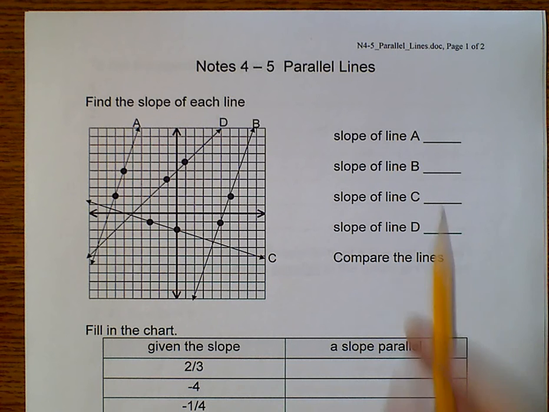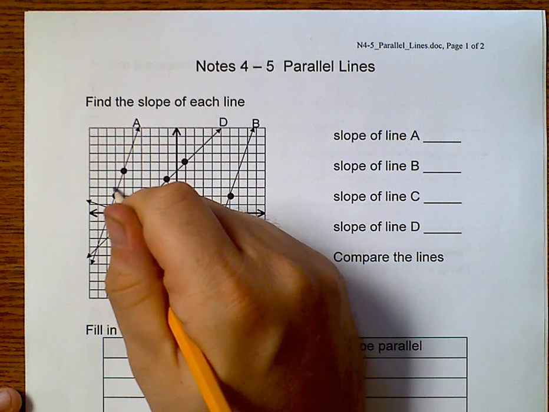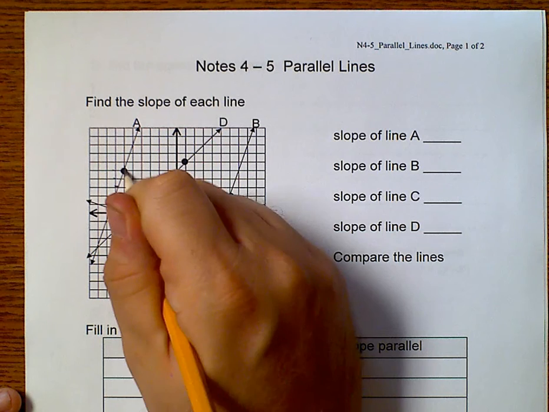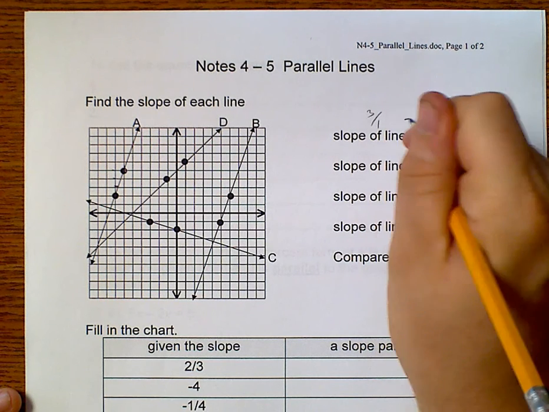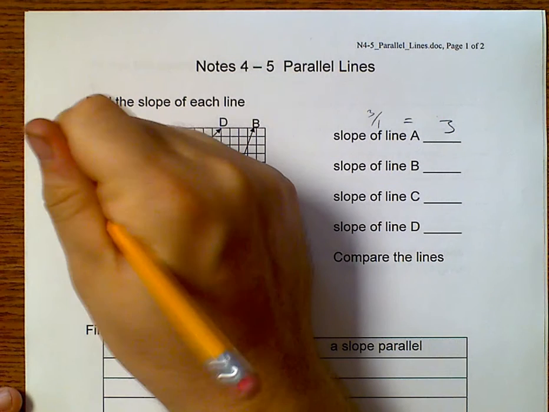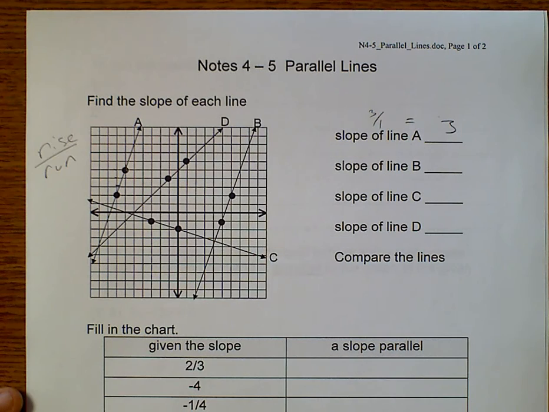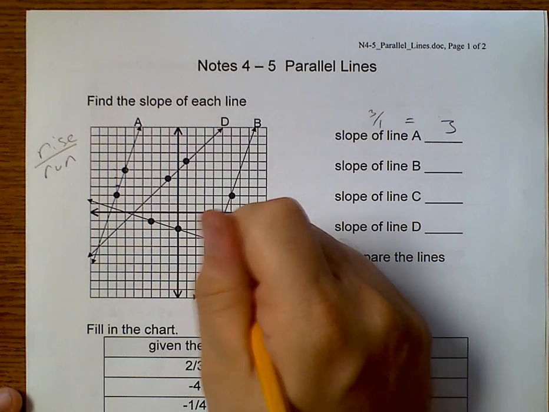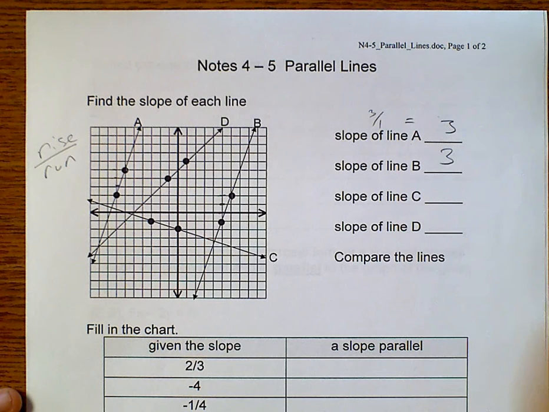So the slope of line A, I'm given these two clear points, and I go up 1, 2, 3, and over 1. So that would be 3 over 1, which is just 3. Remembering that slope is rise over run. Line B, we do the same. 1, 2, 3 over 1. Well, that's the same slope.